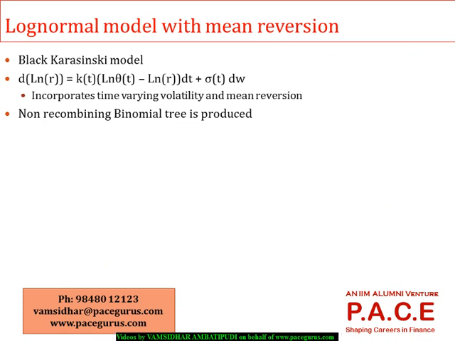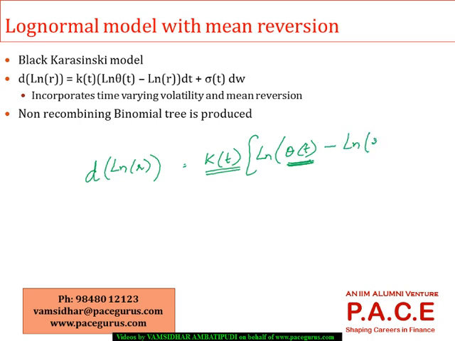And the other scenario, lognormal model with a mean reversion, probably the most complicated model but almost completely flexible, because this also says the change in the logarithm of the short term interest rates. Here we are having a k of t, which means the mean reversion factor also changes with time, and mean reverting also logarithm of theta of t, which means this long term average short term rate also changes with time, minus logarithm of r, the current short term interest rate, multiplied by dt, plus sigma of t dw.